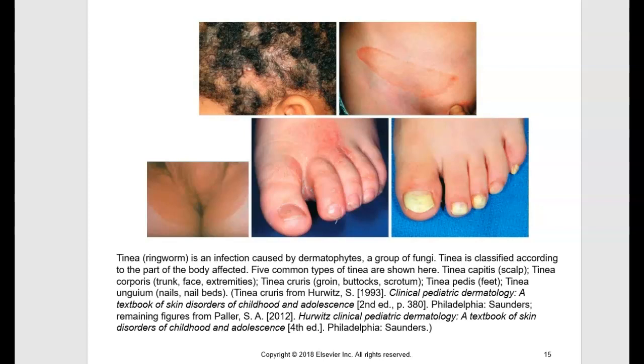Next, we're going to talk about tinea infections. Tinea is a superficial skin infection caused by a group of fungi known as dermatophytes. Tinea infections are designated by the word tinea followed by the Latin word of the affected body part. If you look at 1181 under pathophysiology, you have a box that talks about the different locations for these fungal infections.